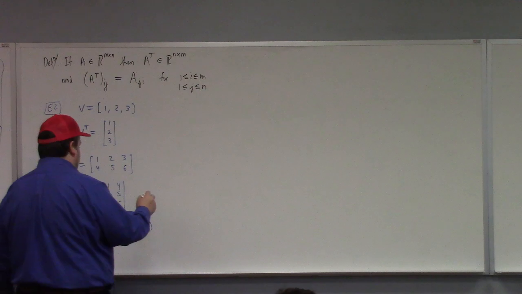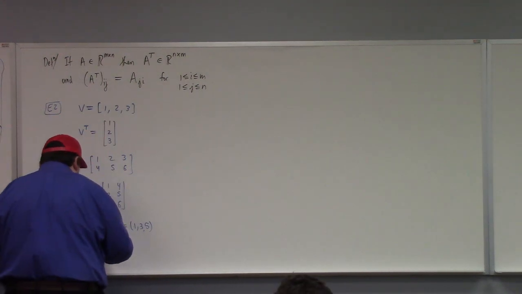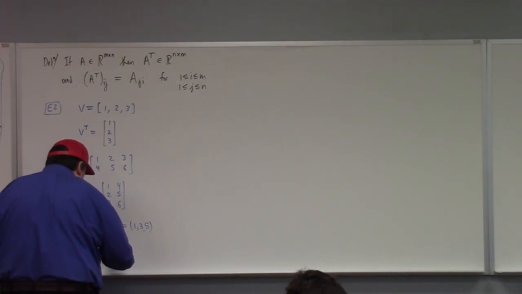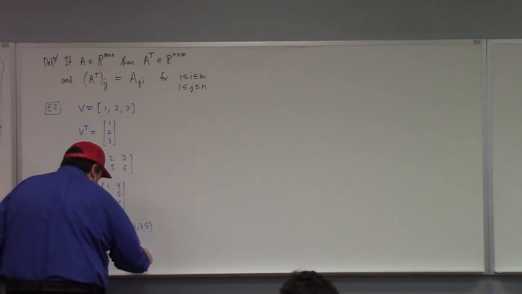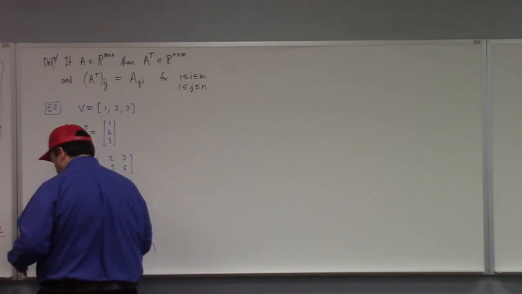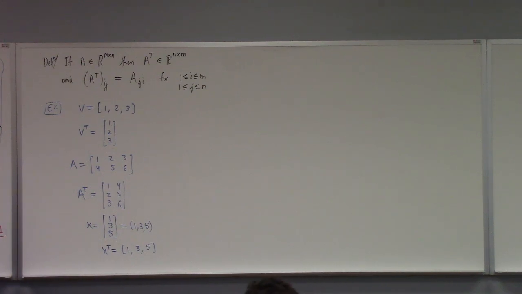In this case, we have x transpose is actually the row 1, 3, 5. All right. So enough of that. I think pretty much nobody has trouble with transposition, right? That's not a big deal.